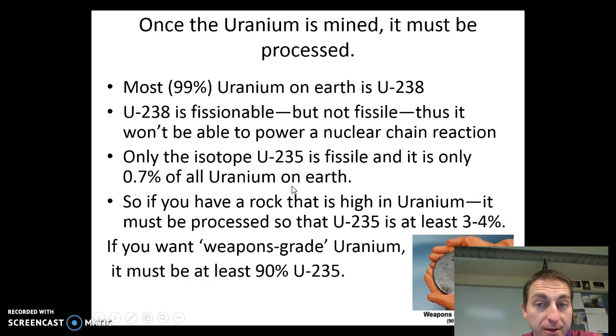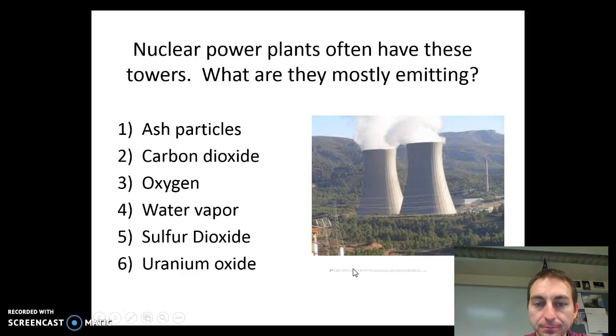It takes an awful lot of work in order to get it that way, and that's one of the difficulties and challenges of working with nuclear material. So you can concentrate it up to a level of 3 to 4% uranium-235, and that is sufficient to run a nuclear power plant. If you want weapons-grade uranium, that means enough to make a nuclear bomb, what they typically say is about 90% U-235 is necessary for that.